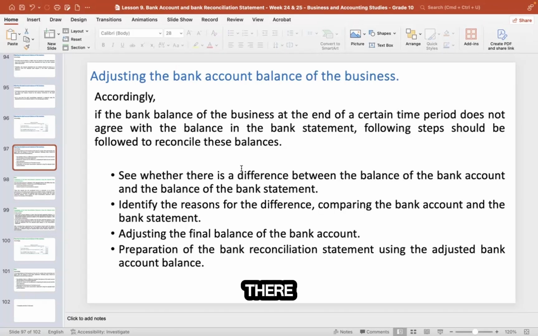See whether there is a difference between the balance of the bank account and the balance of the bank statement.